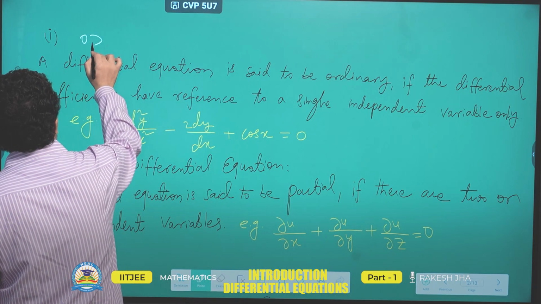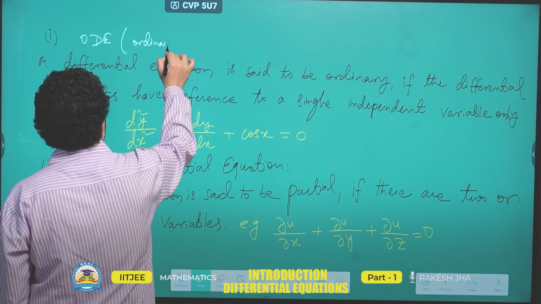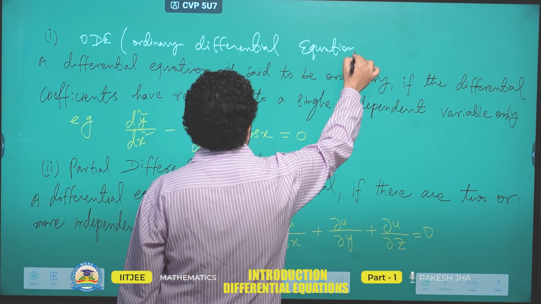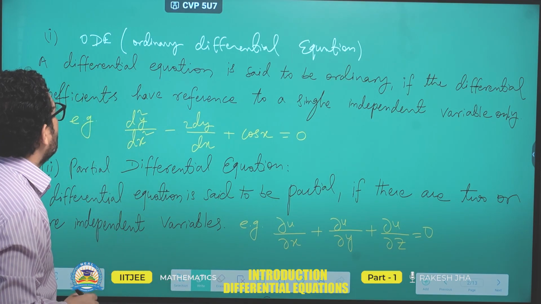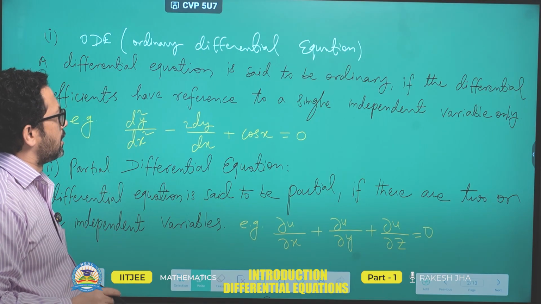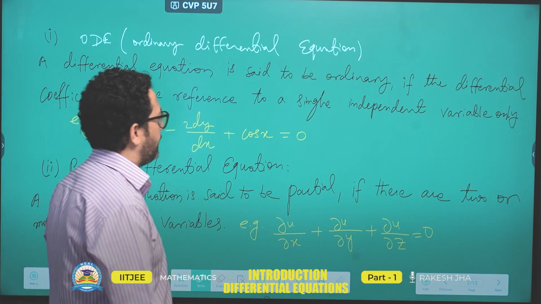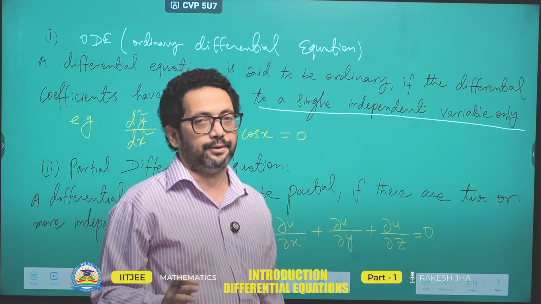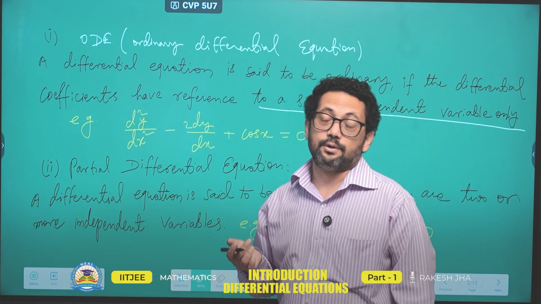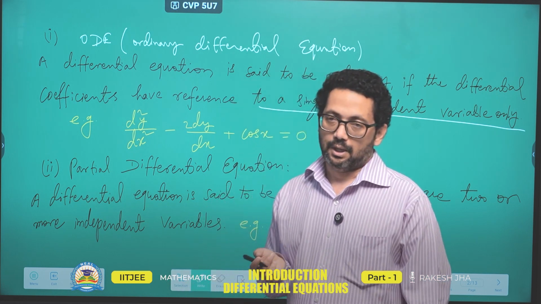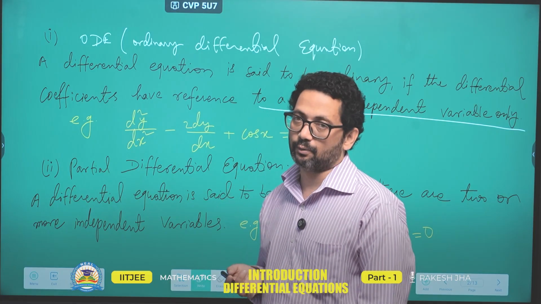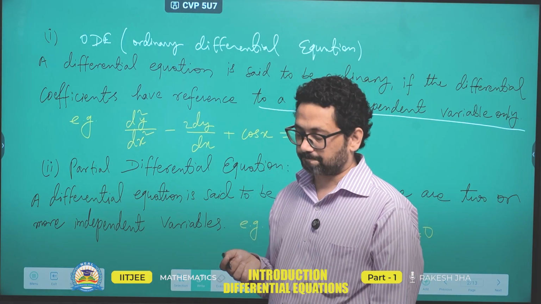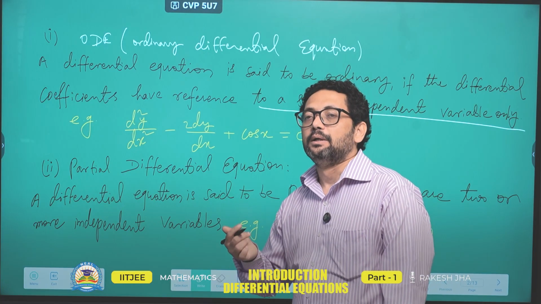So now moving to the next slide, firstly, ordinary differential equation. It is also called ODE. An ordinary differential equation is a differential equation where coefficients have reference to a single independent variable. So we have the reference of a single independent variable only. That is the major difference between partial and ordinary. In ordinary we have only one independent variable, and dy by dx, as I told you in the previous slide, y was the dependent variable and x was the independent variable. So here there will be only one independent variable.